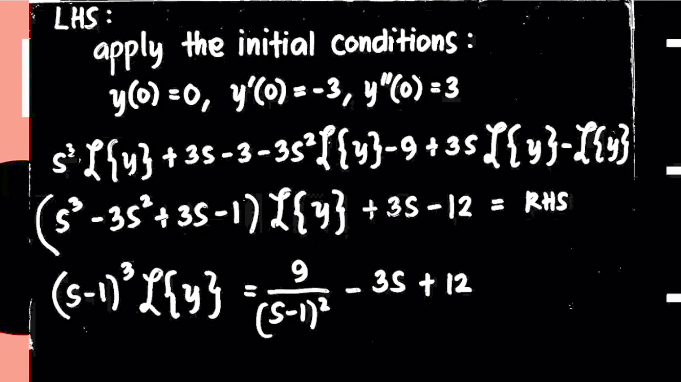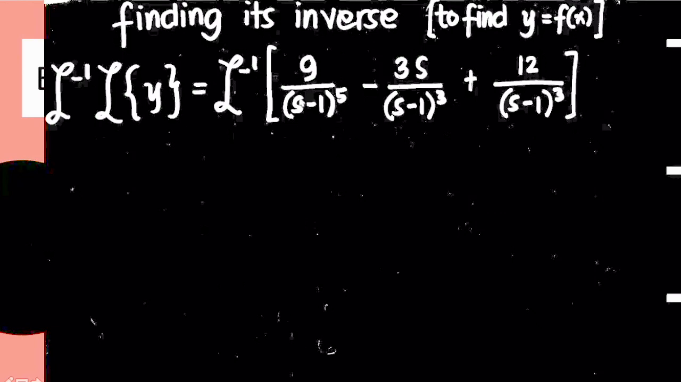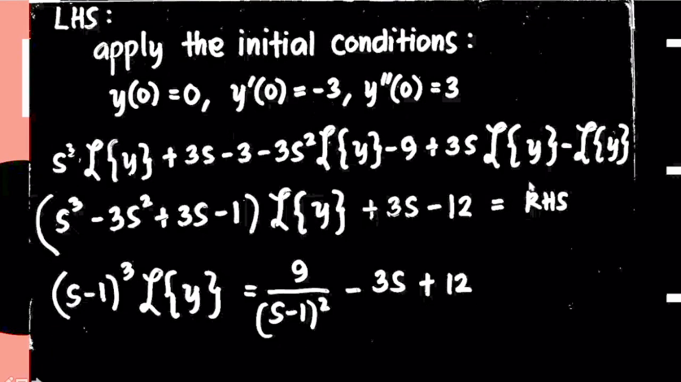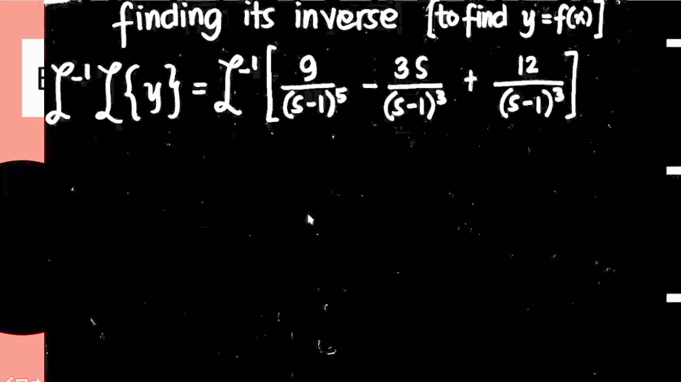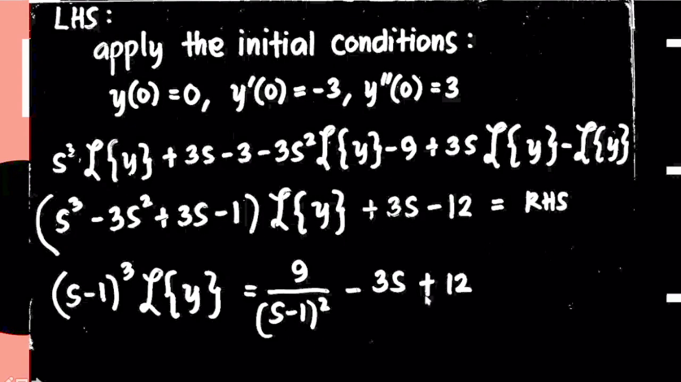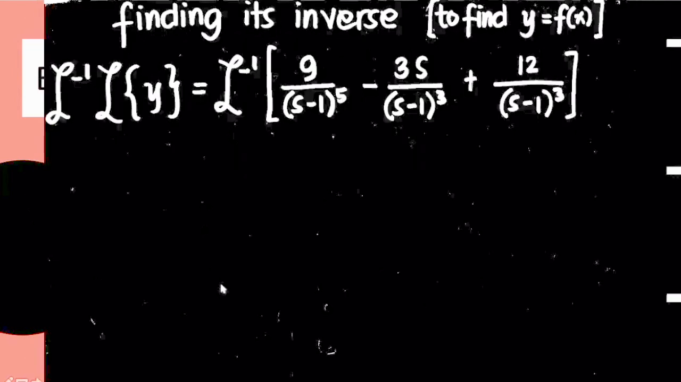So, ito magiging s minus 1 to the fifth. Ito yon. Yung second term natin, minus 3s over s minus 1 cube. Ito na siya. Yung third term natin, 12 divided by s minus 1 cube. So, ito na. Since we are to solve for the solution of a DE, na yung variable na given ay y tsaka x, since we have to transform now, kailangan natin i-take yung inverse Laplace nito to find for y equal to f of x, yung pinaka-solution ng DE natin.